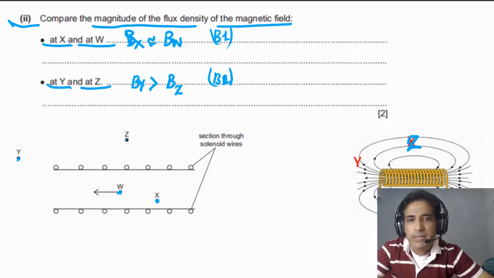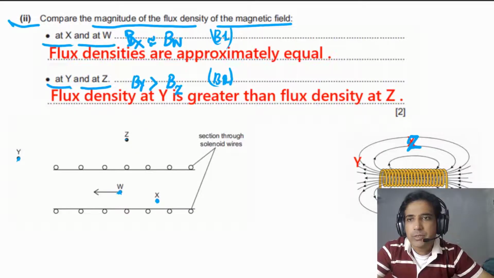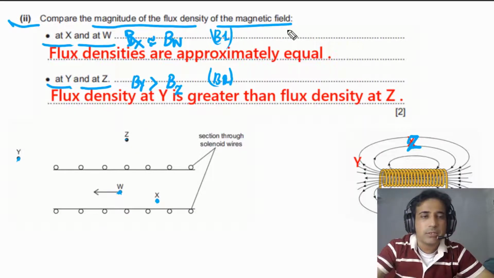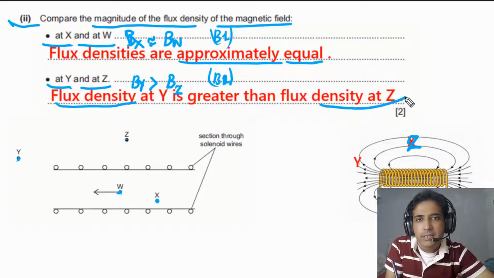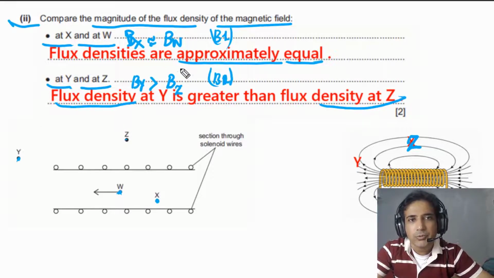Let me show you the answer. This is how you can write down. So simply you can say in this case flux densities are approximately equal at point X and W, but at point Y flux density is greater than flux density at C. So this is how you can answer.